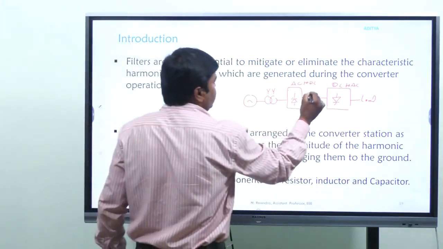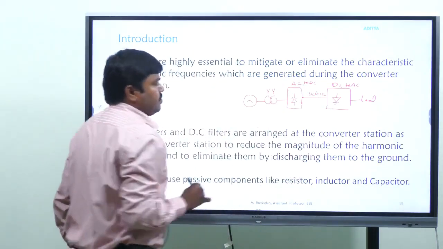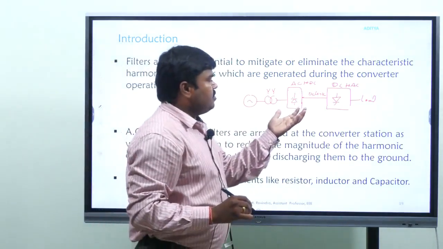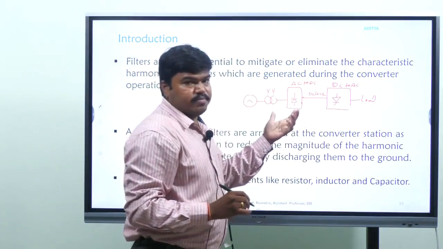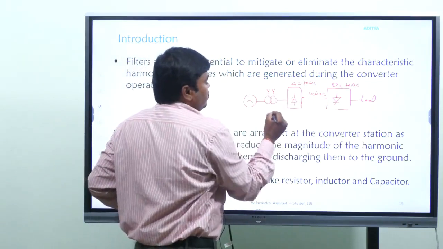This is what we know as the DC link. Here it is from AC to DC and here from DC to AC. This is the HVDC configuration, right? Here, where do we connect these filters?